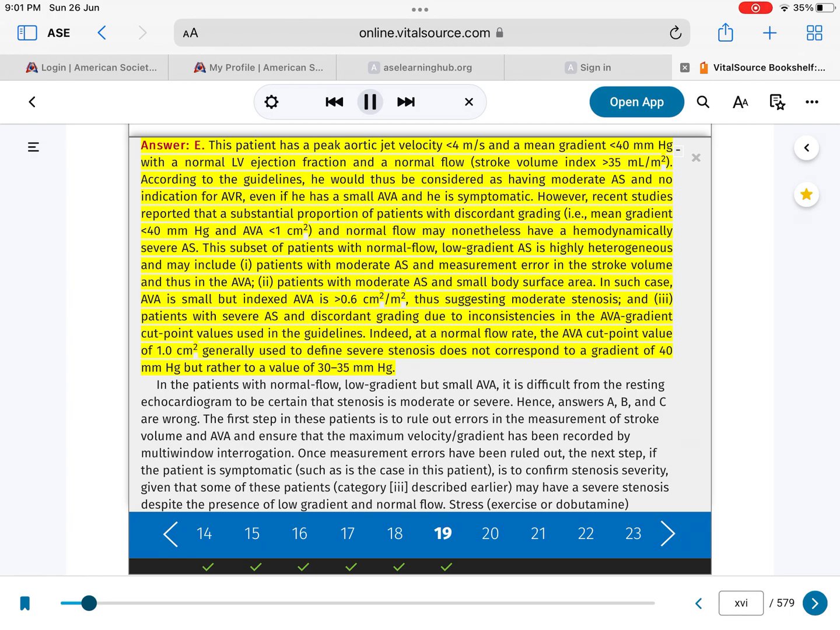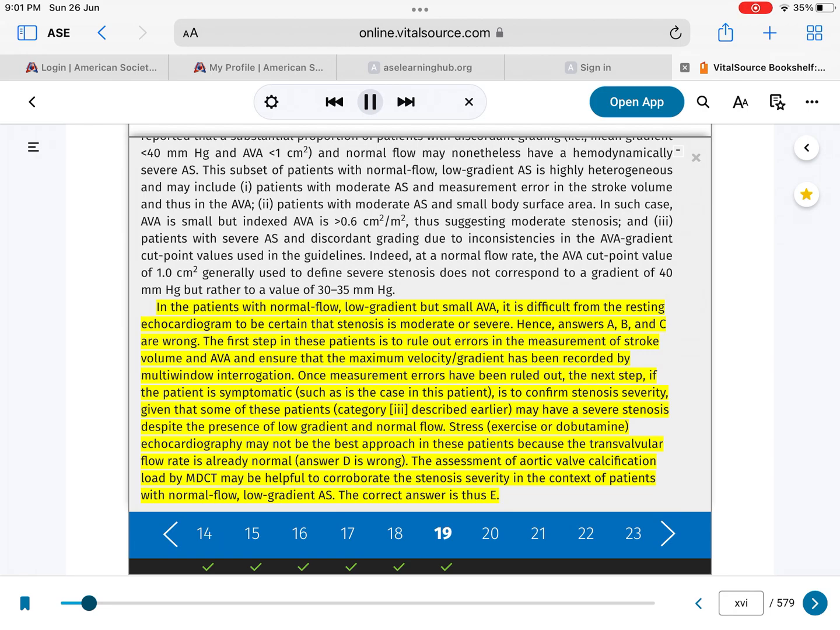And 3. Patients with severe AS and discordant grading due to inconsistencies in the AVA and gradient cut point values used in the guidelines. Indeed, at a normal flow rate, the AVA cut point value of 1.0 square centimeters generally used to define severe stenosis does not correspond to a gradient of 40 mmHg but rather to a value of 30-35 mmHg. In the patients with normal flow, low gradient but small AVA, it is difficult from the resting echocardiogram to be certain that stenosis is moderate or severe. Hence, answers A, B, and C are wrong.